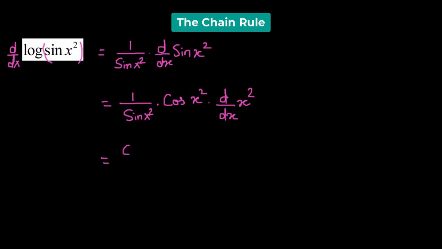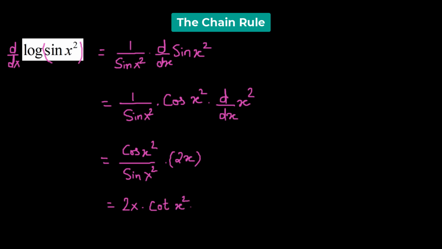Now cosine x squared over sine x squared times the derivative of x squared, which is twice x. So that gives us twice x multiplied by the ratio cosine x squared over sine x squared, which is simply the cot of x squared.